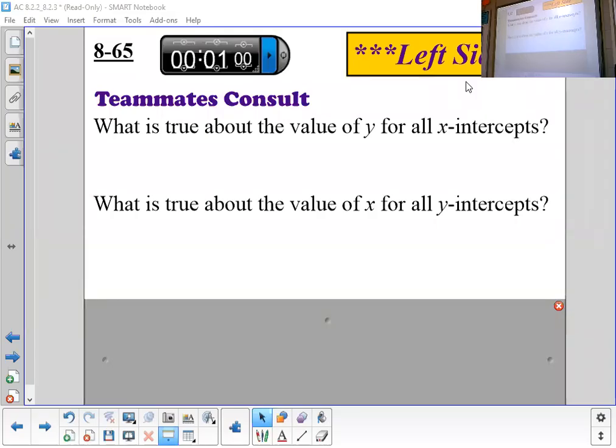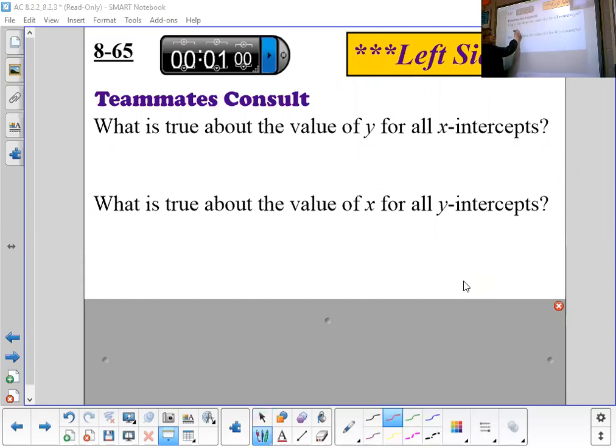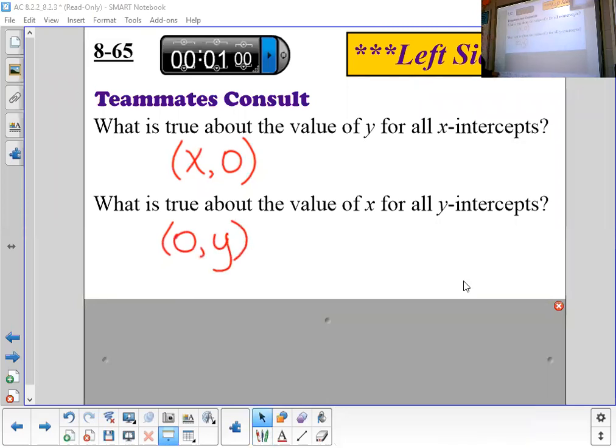Okay, so what's true about the value of y for any time you have an x-intercept? Y equals 0. Anytime you have an x-intercept, that's along the x-axis, and that means you're going to have a number for x and 0 for y. What about the value of x for all y-intercepts? 0. So for a y-intercept, you're going to have 0 for x, and then a number for y.